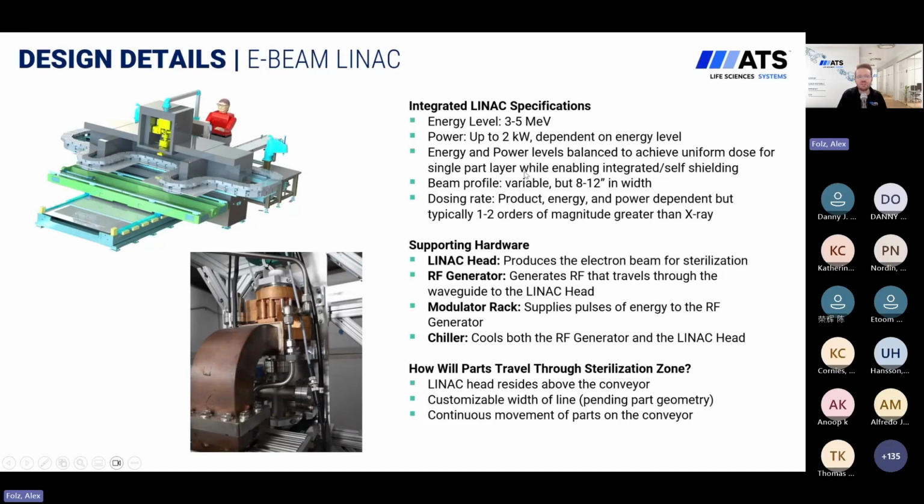Supporting hardware, so within our model here, as well as in the image below, you can see the linac head, but other supporting hardware for the electron beam is the RF generator, modulator rack, and chiller, which is going to cool both the RF generator and the linac head. And parts will travel through that sterilization zone. So in this case, we have the linac head residing above the conveyor. Again, a customizable width of the line, pending part geometry. I think one important thing to note is, again, there's one linac coming from the top down. Our system does not have one coming up from the bottom, where, again, with a single layer of parts, we get good dose uniformity ratios from the one from the top. And we're looking at continuous movement of parts on the conveyor passing underneath that linac.